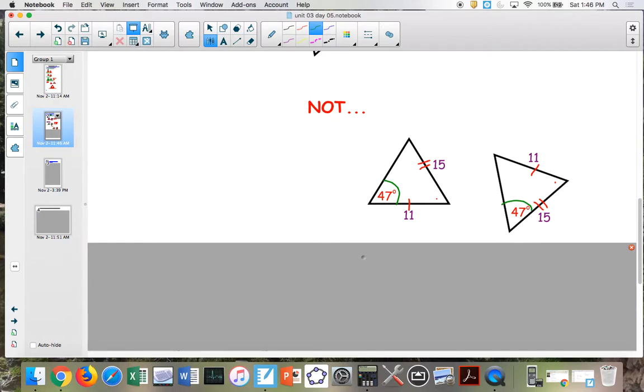But it turns out in this one, we have an angle, the green angle, and then we have a side, and then we have another side. Well, we know we shouldn't have that, and it turns out we're lucky. It doesn't work. And if we go the other way, we can say we have a side, the 15, then we have another side, the 11, and then we have an angle, the 47 degrees. So either way we write this, SSA or ASS, that does not work. So that is not one of the ways we can prove triangles congruent.